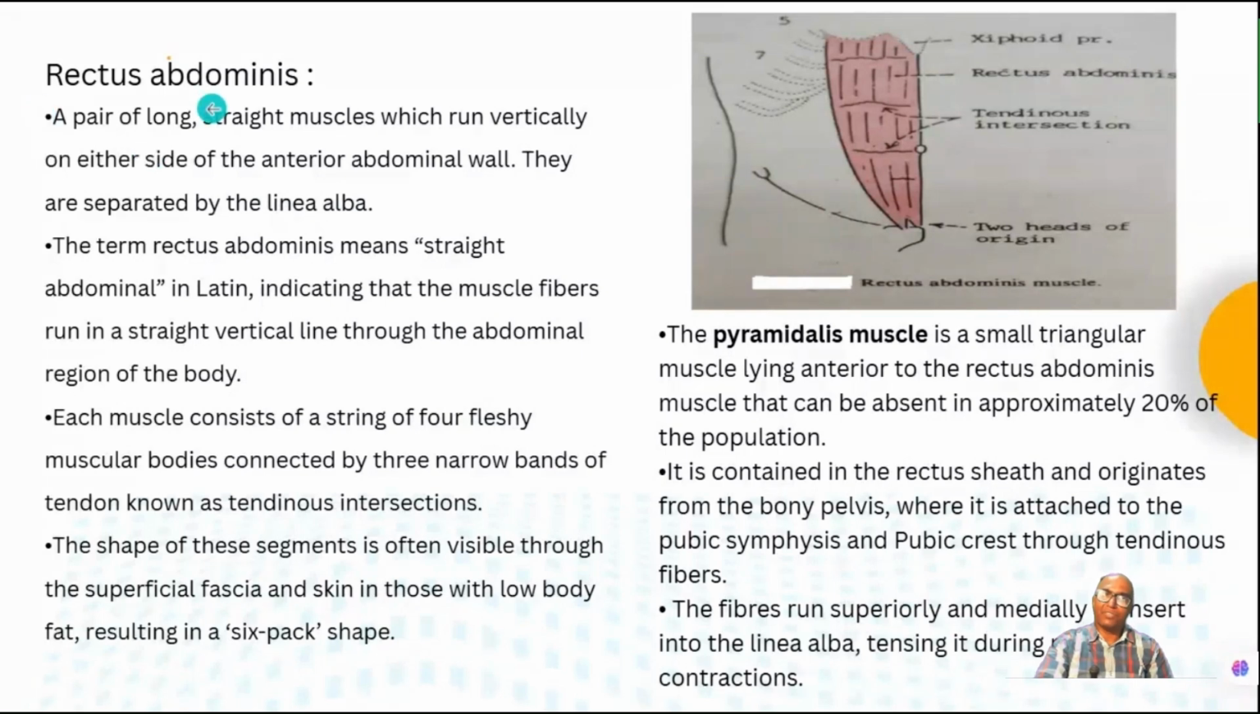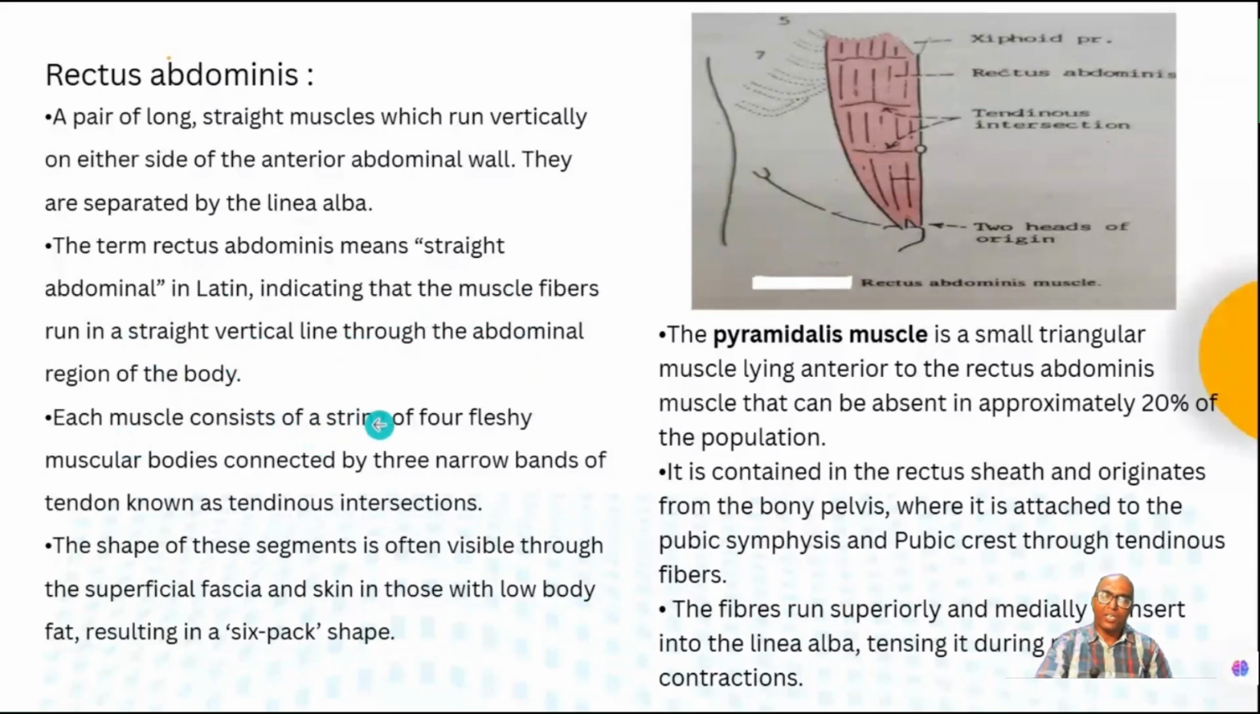So rectus abdominis, we have seen it has two heads, medial head and lateral head. It is a pair of long straight muscles which run vertically on either side of the anterior abdominal wall. They are separated by the linea alba. The term rectus abdominis means straight abdominal in Latin, indicating that the muscle fibers run in a straight vertical line through the abdominal region of the body.